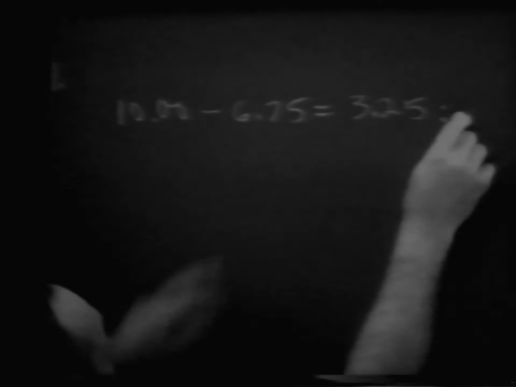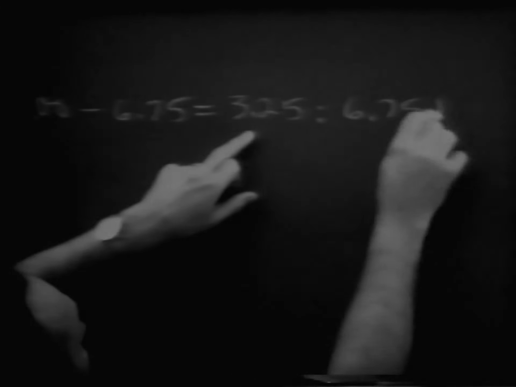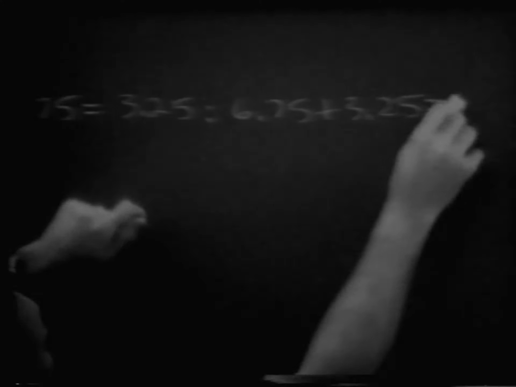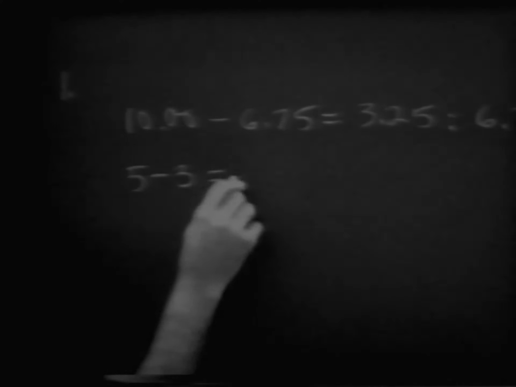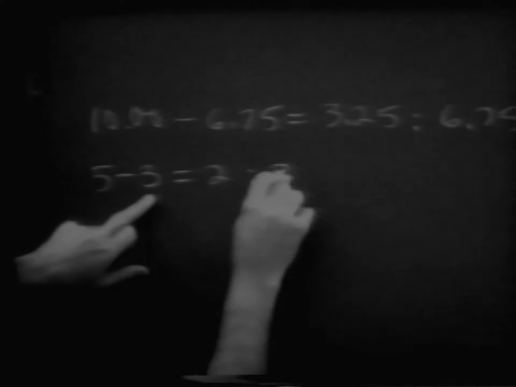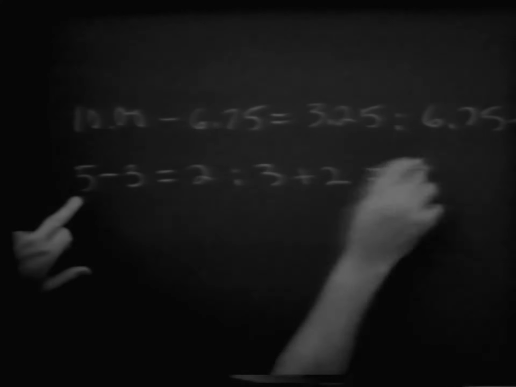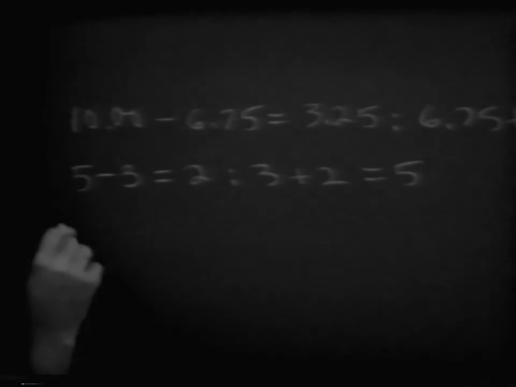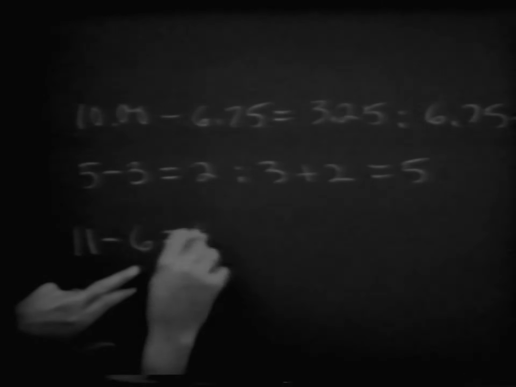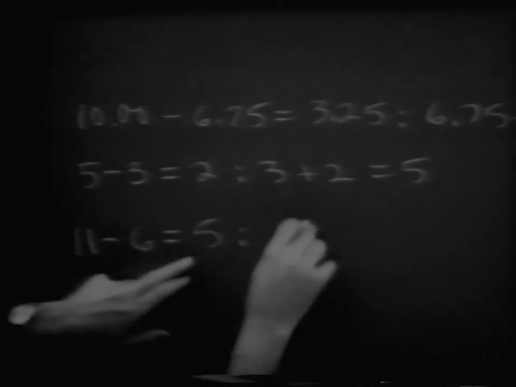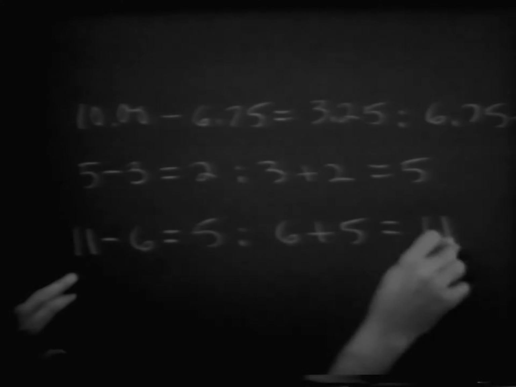what? 3.25, such that 6.75 plus 3.25 should be equal to 10. Is that right? Okay. And in fact, let's do one or two more examples like this. 5 minus 3 is that number 2 such that 3 plus 2 must be 5. Oh, 11 minus 6 is that number what? 5, such that what? 6 plus 5 must be 11.